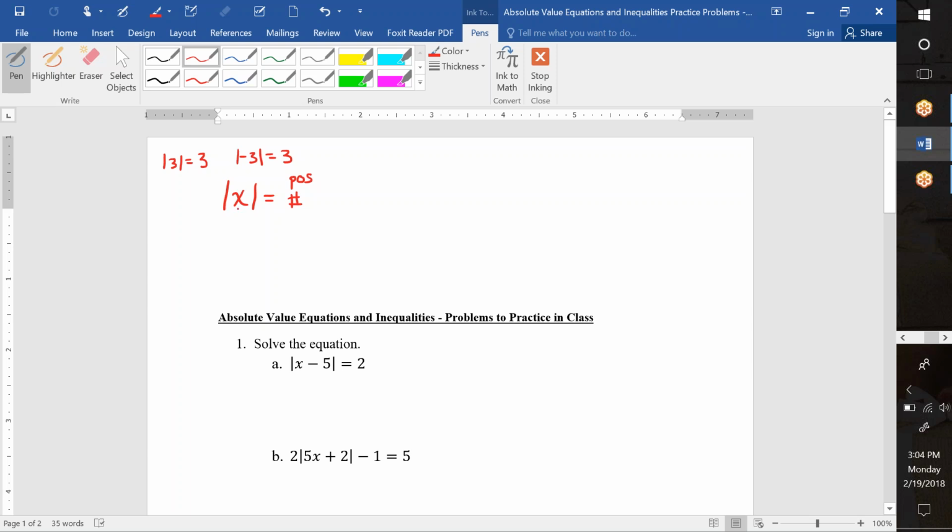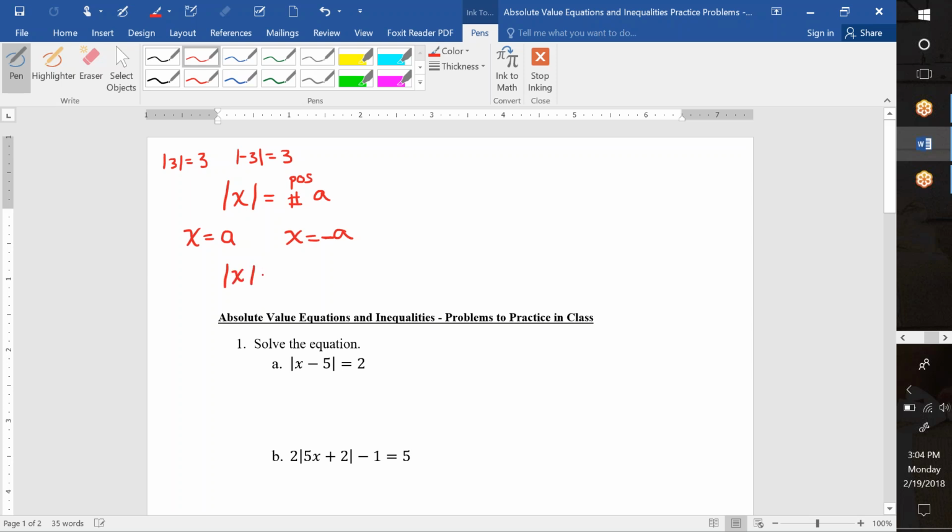So we're going to call this positive number a. We're going to say that x could have either equaled positive a inside, or x could have equaled negative a inside. A lot of people misconstrue this as dropping the absolute values. We're not. We're saying the inside of the absolute value could have either been the positive of this number or the negative of this number.